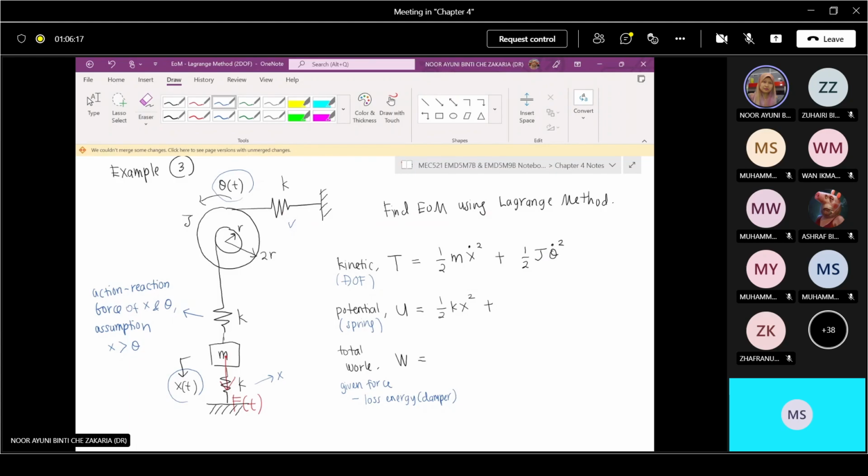Give me love, kenapa X lebih besar daripada theta? Oh, tak ada love kan? So semua boleh faham? Ada juga. Okay. Kenapa boleh X lebih besar daripada theta? Okay, one. So I repeat very fast lah.